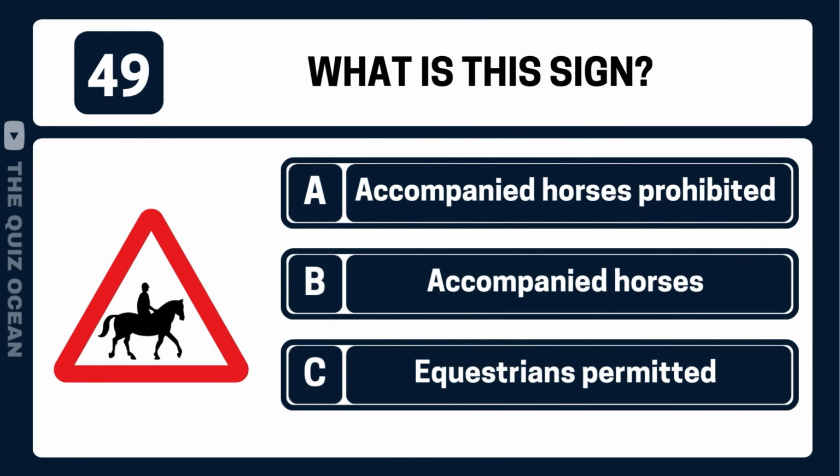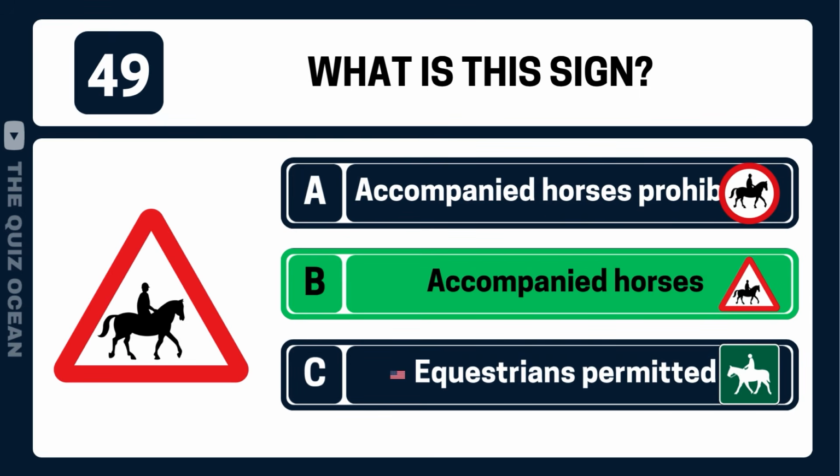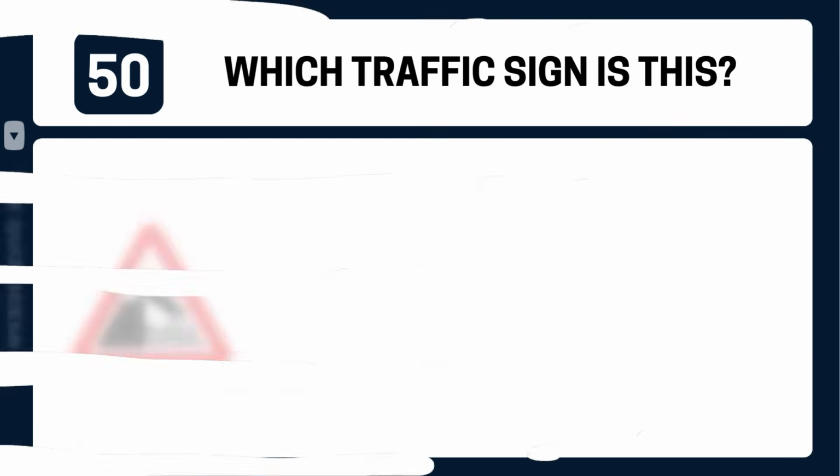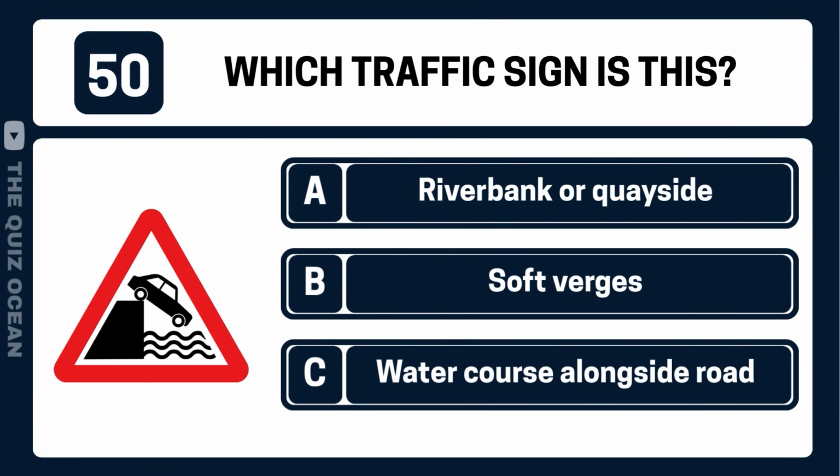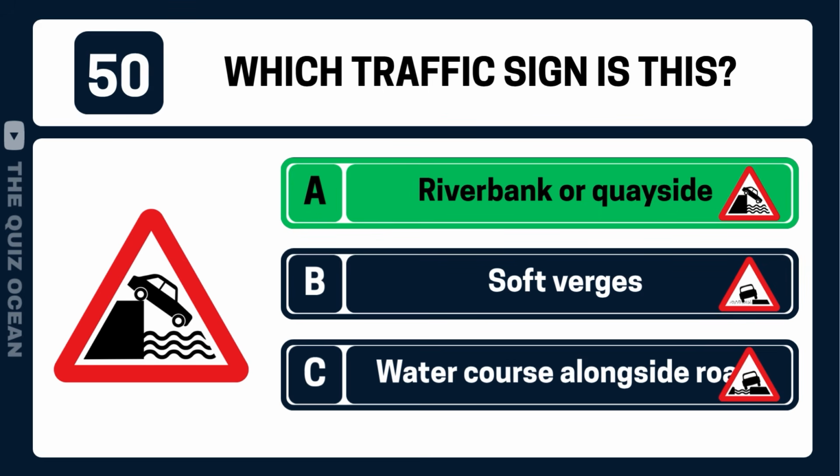What is this sign? Correct. This is the accompanied horses sign. Which traffic sign is this? Good thinking. This is the riverbank or quayside sign.